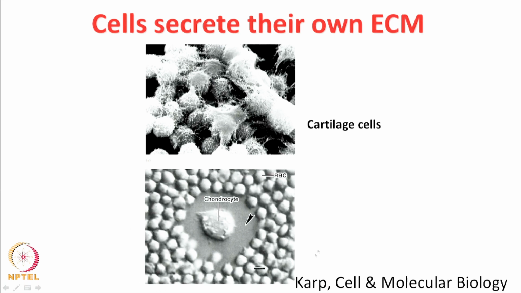What you see around it are red blood cells, which cannot get inside the matrix which is secreted by the chondrocyte. It suggests that the matrix is so dense that the pore size restricts entry of other cells. So, such a matrix might also provide resistance for cells to migrate through, as we will see later.